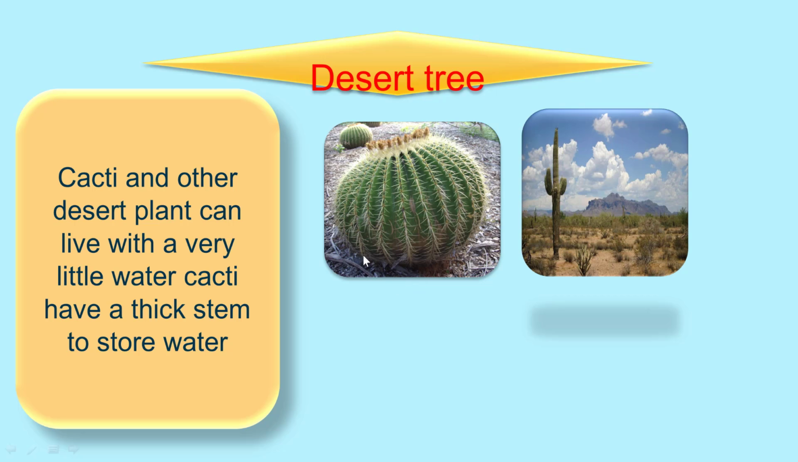The roots grow near the surface of the ground to reach water. When the rain comes, these roots will absorb water and store this water in the stem. So I'm going to repeat for you.